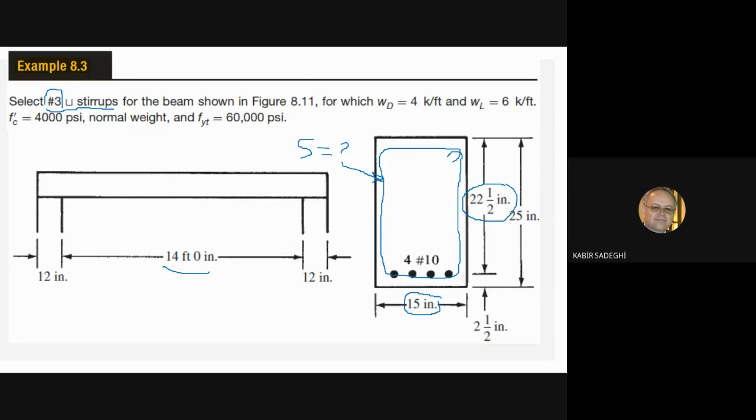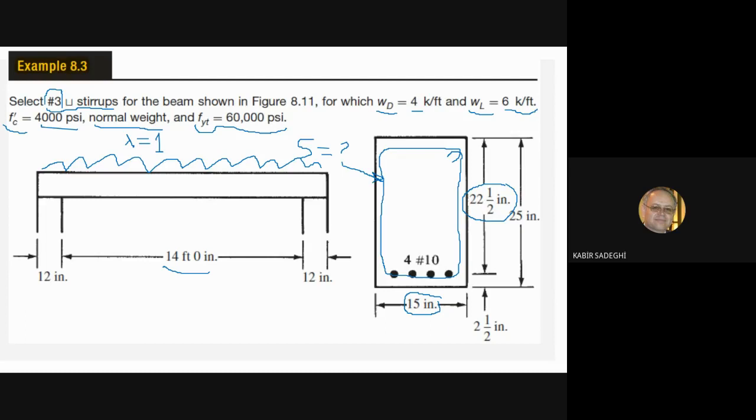Therefore, the distributed load on the beam is given, which is WD for dead load, 4 kips per foot, and for live load WL, 6 kips per foot. F prime c is given, 4000 psi, and it's given normal weight. When we have normal weight, lambda equals 1. And yielding strength of the stirrup is given, 60,000 psi.